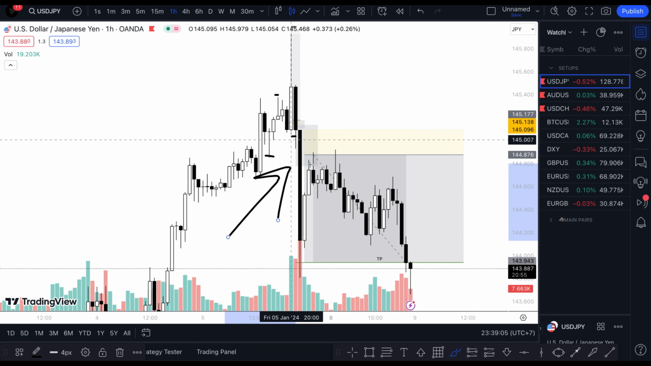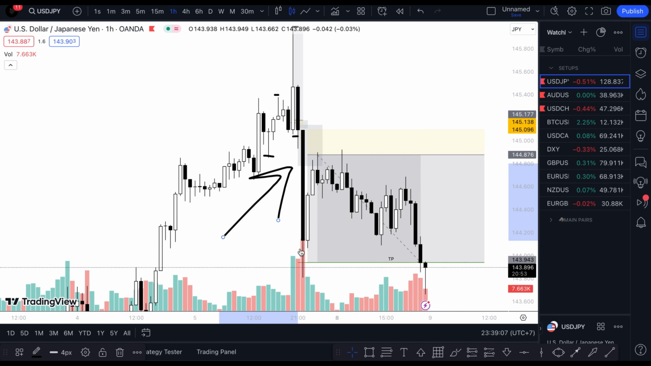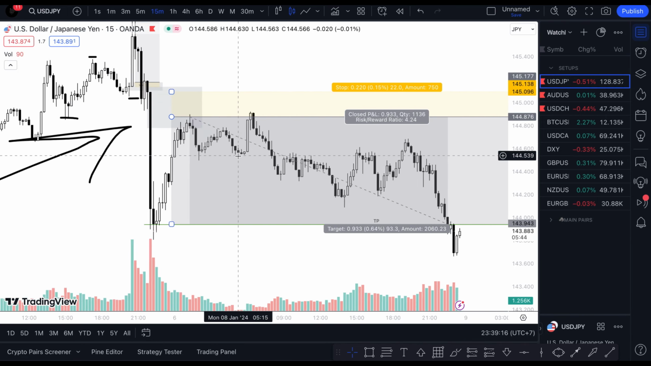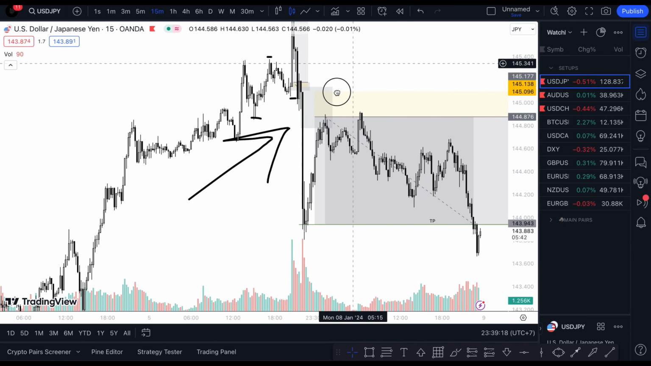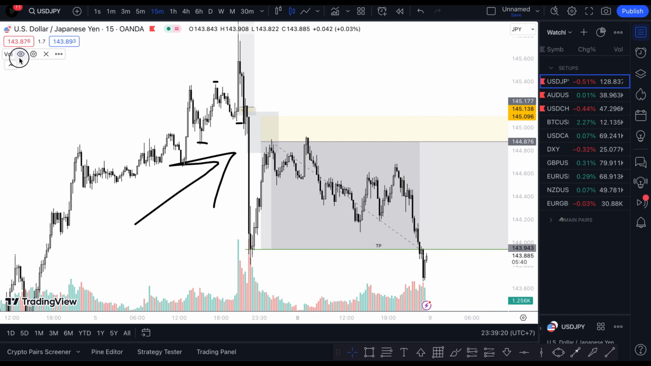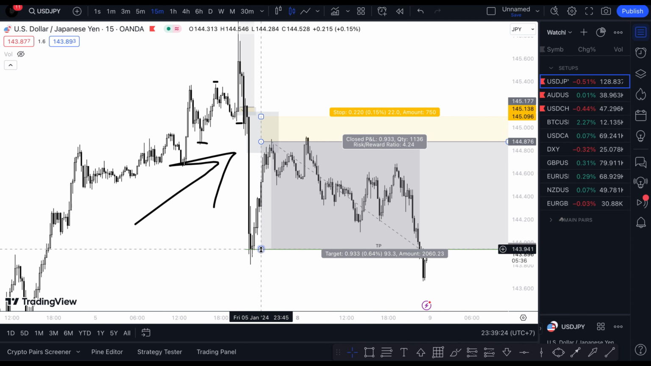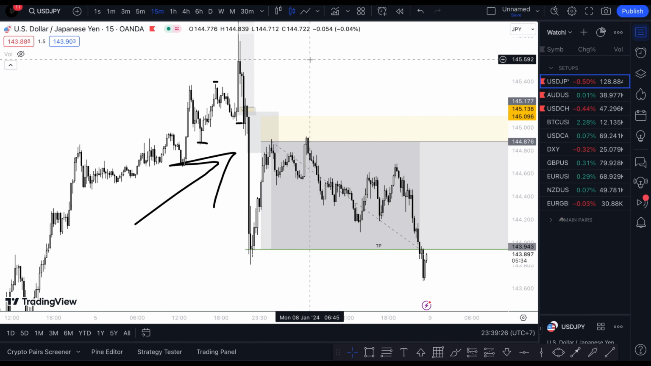And the result of that was it came back, and I tapped into this fair value gap, and I entered this trade. And my take profit was, let me go on to 15 minutes so you guys can see the full thing here. All right, so my take profit was this low from the news, and this was about 93 pips.